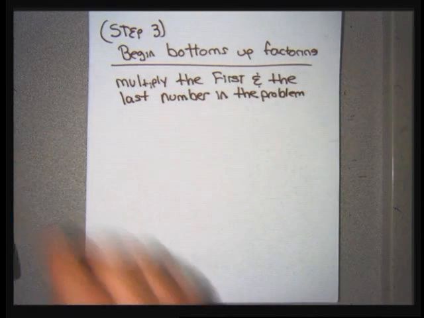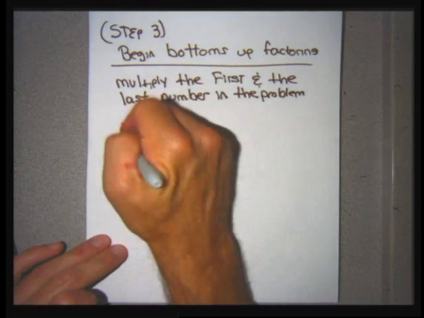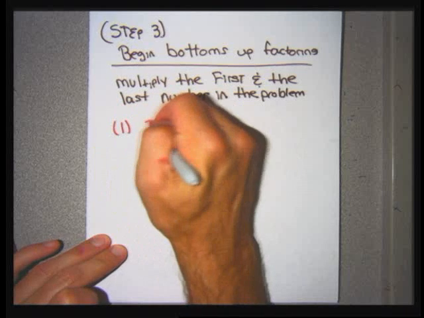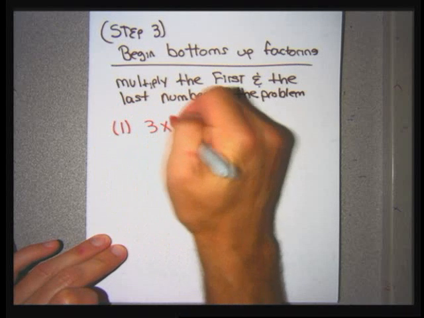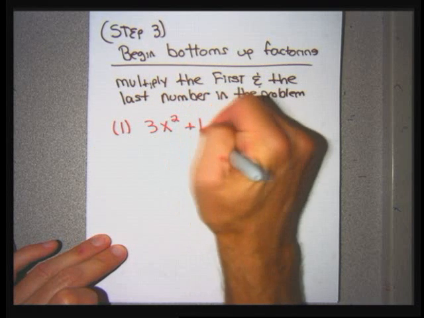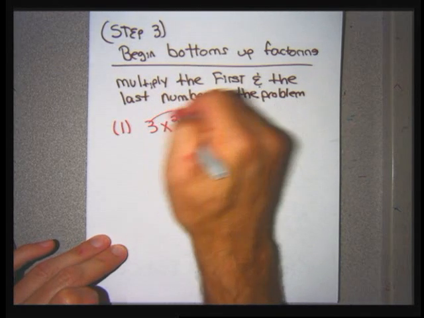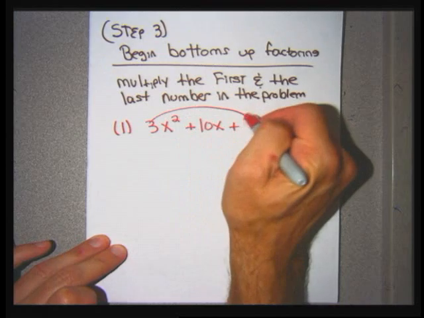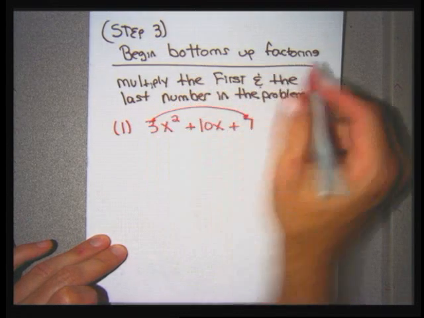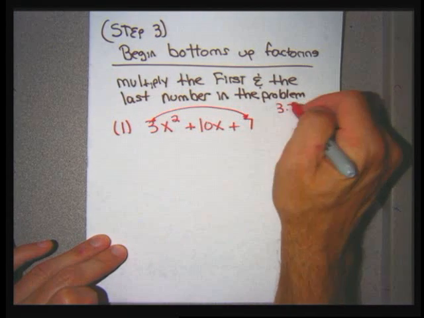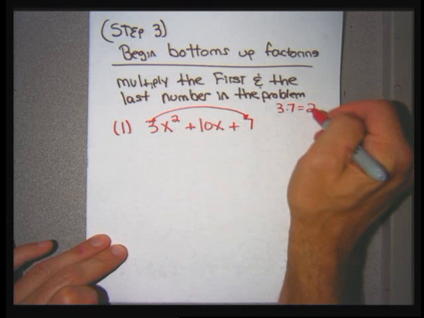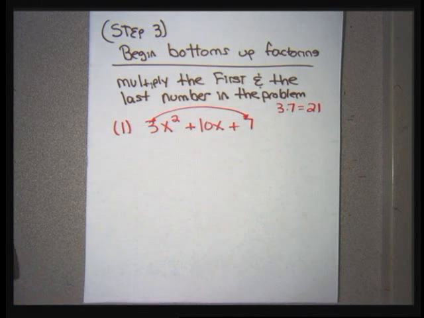For instance, if I was looking at problem 1, the problem is 3x squared plus 10x plus 7. I'm going to multiply the first and the last number in the problem. The first number in the problem is 3. The last number in the problem is 7. I'm going to multiply that 3 by 7 and then get 21.